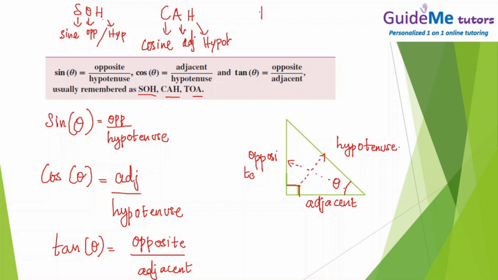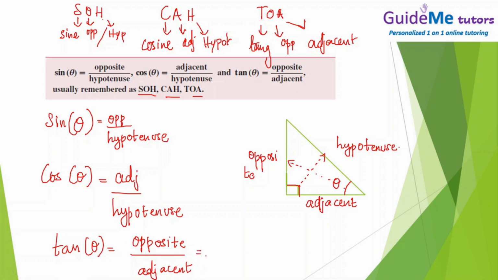Now, the last thing is TOA. T stands for tangent, tangent of any angle is opposite, O stands for opposite, A stands for adjacent. So opposite over adjacent. So this is a method by which we can memorize the trigonometric ratios. Now I mentioned here tan theta is equal to opposite by adjacent.